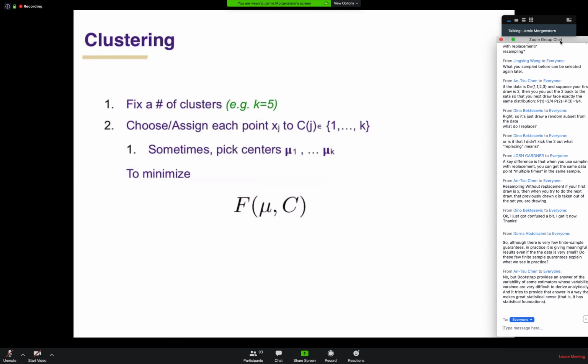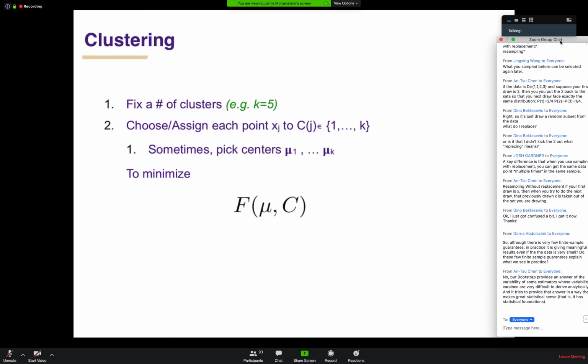To write this in slightly more mathematical notation, you fix some number of clusters, and then you assign each point in your data set to one of K clusters, right? For some clustering algorithms, you're asked to pick centers for each of your clusters. And then your goal is just to minimize some function, right? We've been doing this all quarter. But rather than picking some hypothesis to minimize loss, now we're going to be assigning points to clusters to minimize some other function.